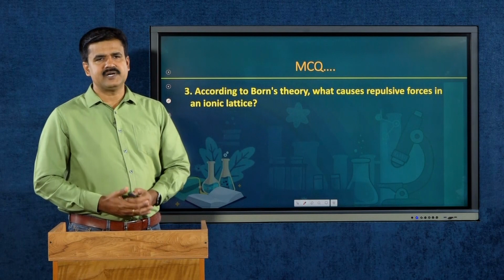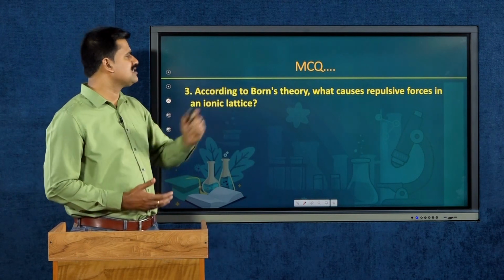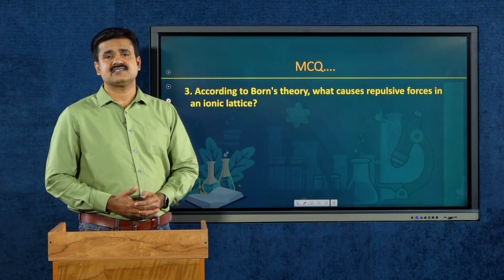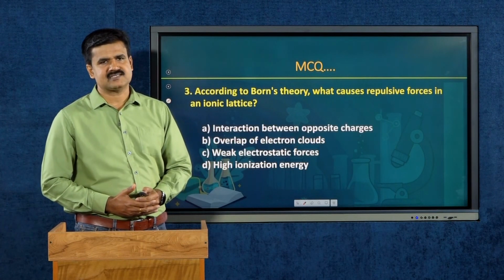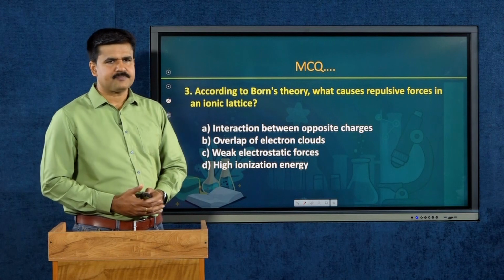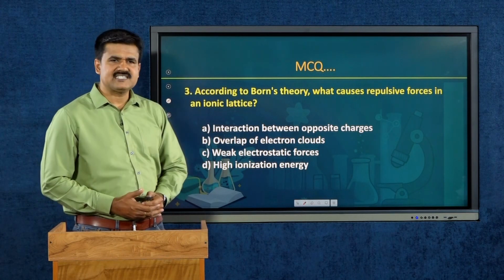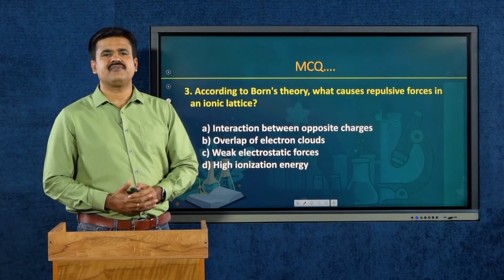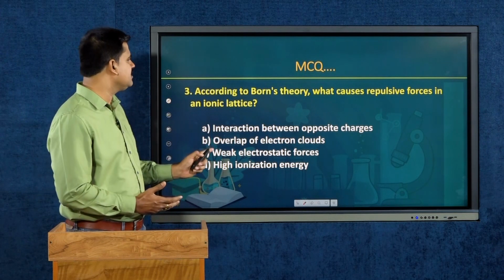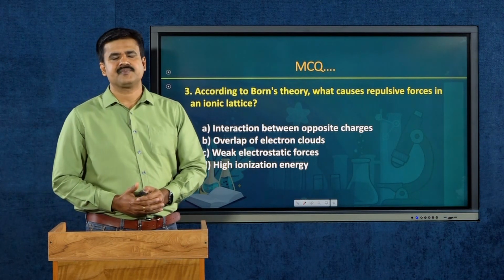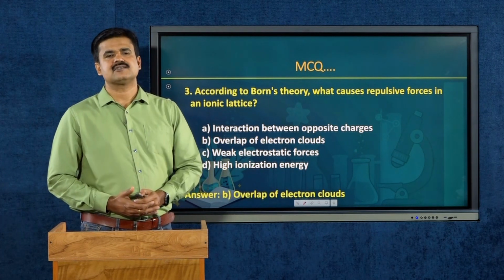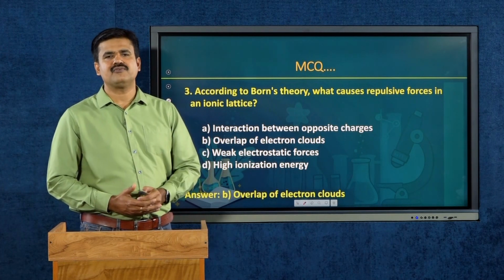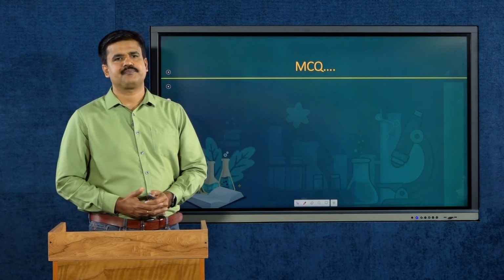This is the third one. According to Bond's theory, what causes repulsive forces in an ionic lattice? These are the options: interaction between opposite charges, overlap of electron clouds, weak electrostatic forces, high ionization energy. Your answer is option B, overlap of electron clouds.